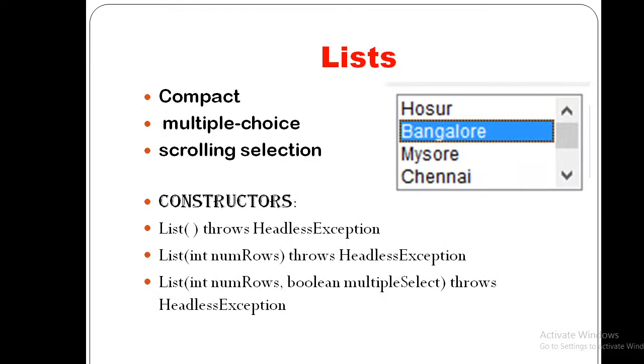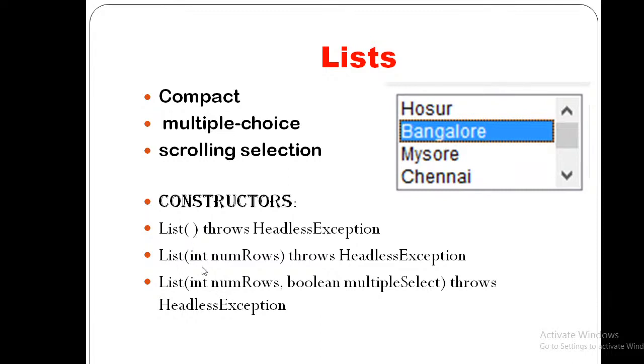The list control contains three constructors. The first one is the empty constructor. Once we create the list, afterwards we can add items to our list.